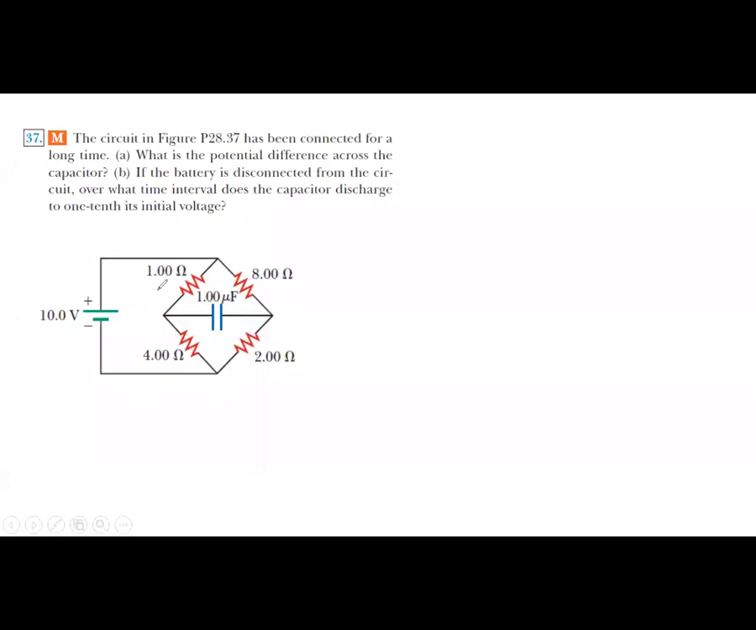Problem 37, we have this circuit that has been connected for a long time. It's very important: long time. It means that the capacitor takes a long time to be charged, at t equals infinity. In this case, the capacitor will be charged to Q max. When we have Q max, at this time I at t equals infinity equals 0. I sent you many videos about charging and discharging a capacitor.